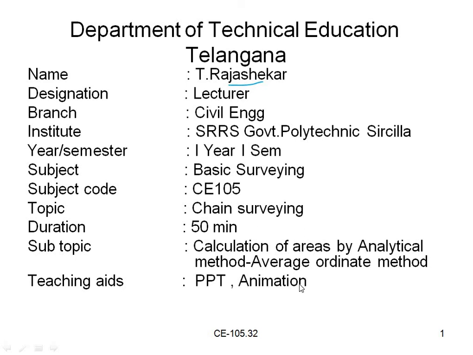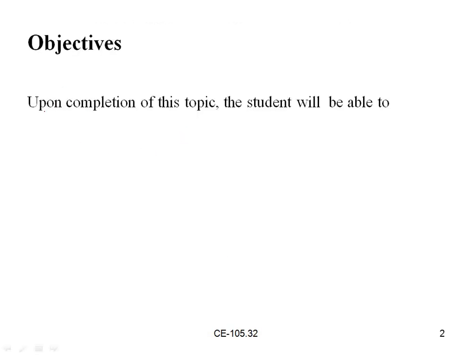Hi students, so now we are going to discuss the topic of calculation of areas by analytical method, that is average ordinate method. So it is in the chain surveying. So these methods are very important.